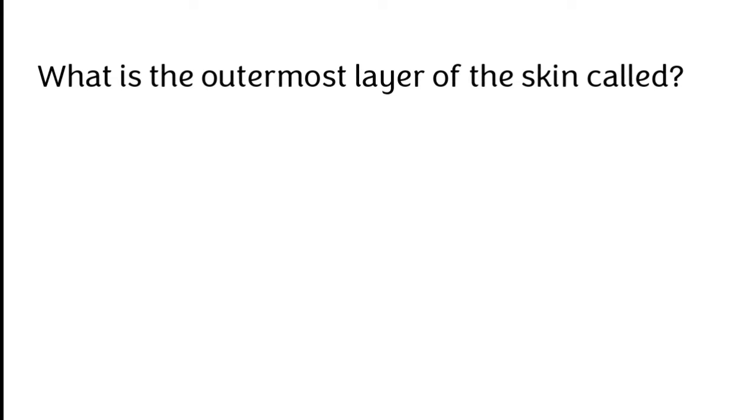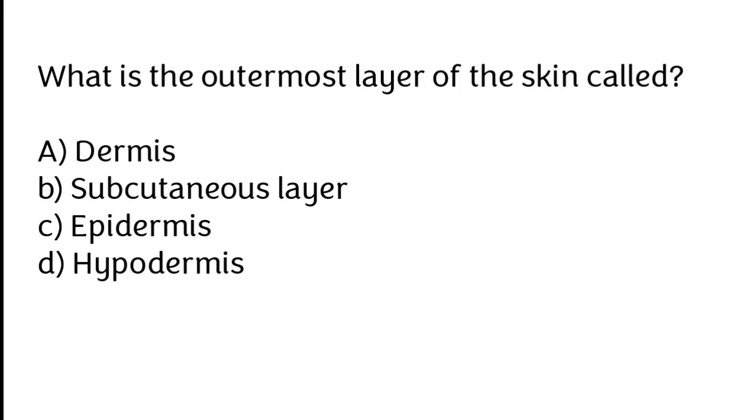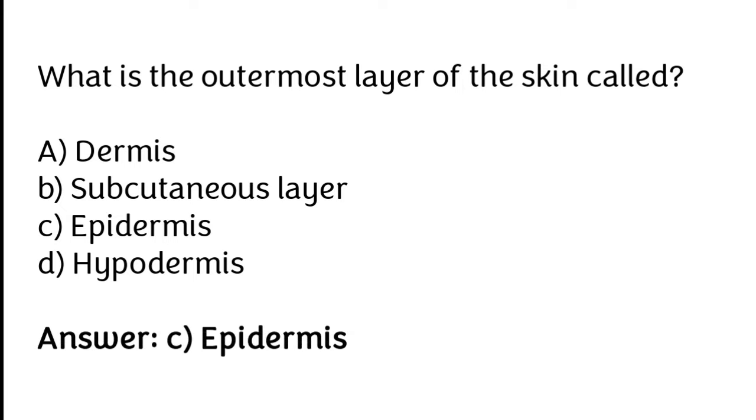What is the outermost layer of the skin called? Dermis, subcutaneous layer, epidermis, hypodermis. The correct answer is option C. Epidermis is the outermost layer of the skin.